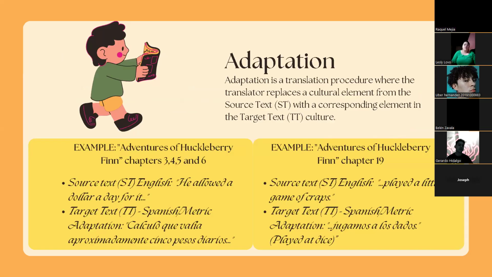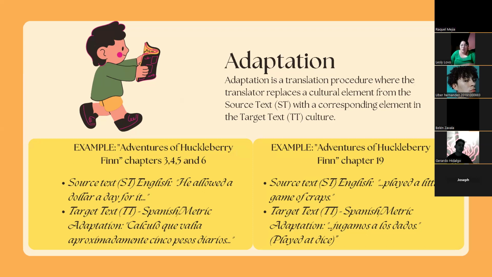So another translation strategy is adaptation, also known as cultural substitution or cultural equivalence. It's a translation procedure where the translator replaces a cultural element from the source text with a corresponding element in the target text. The primary goal of this is to achieve an equivalent effect on the target text reader, even though the literal referent is different. So for the examples that we have here, we have source text in English and target text in Spanish.